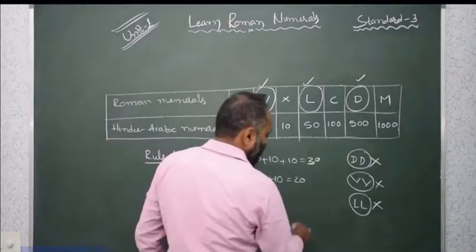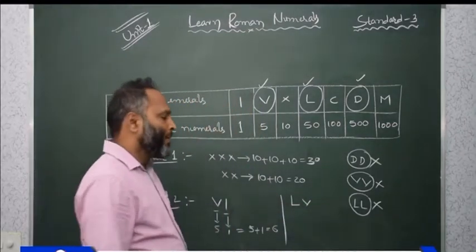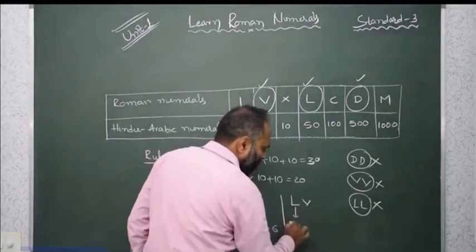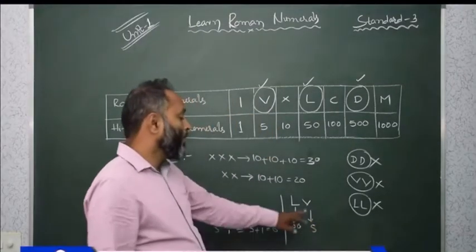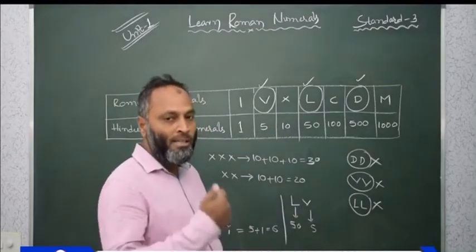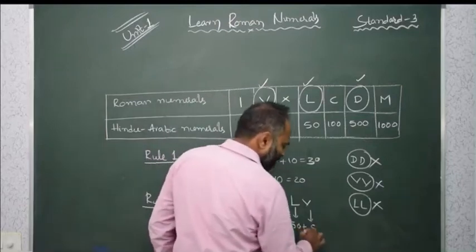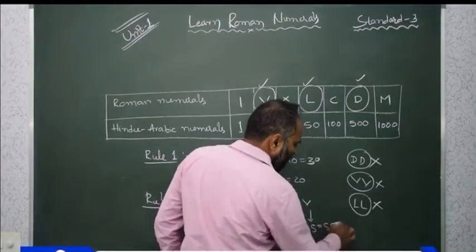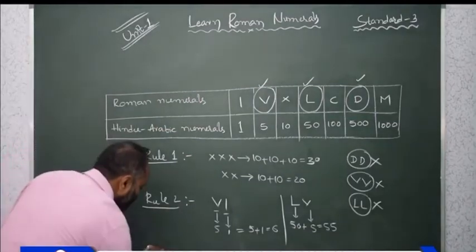Suppose one more, L and V is there. This is 50. This is 5. Then the smaller Roman numeral is on the right side of the bigger Roman numeral. If it is on the right side of the bigger Roman numeral, we have to add 50 plus 5, 55. This is the second rule.